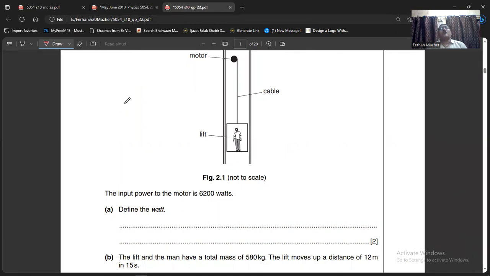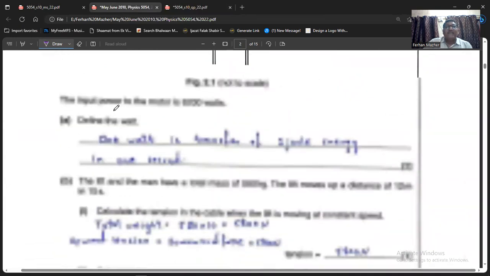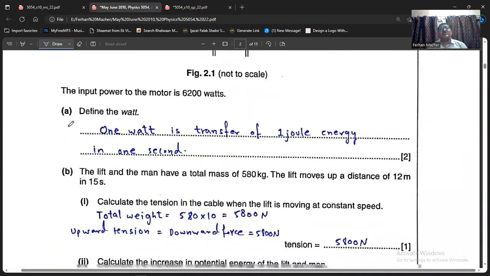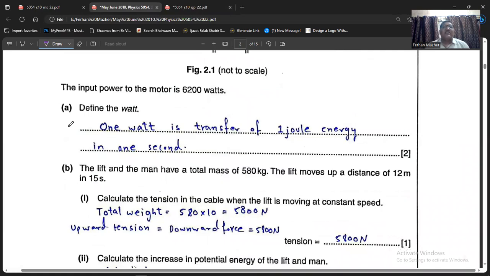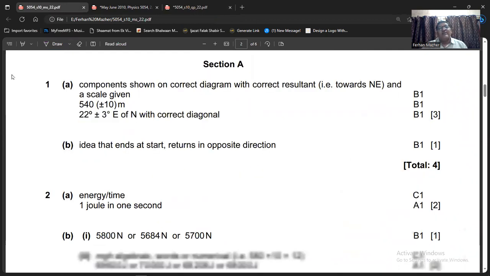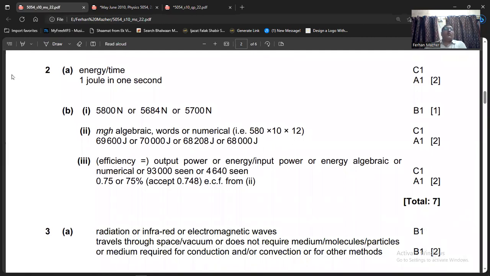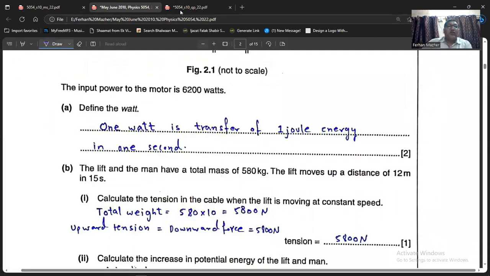Watt is the amount of energy transferred in unit time. Or you can say the amount of work done in unit time is known as watt. If 1 joule of energy is transferred in 1 second, we will say this is 1 watt. 1 watt is the transfer of 1 joule of energy in 1 second. Or if 1 joule of work is done in 1 second, we will say that the power is 1 watt. So this is the definition of the watt.